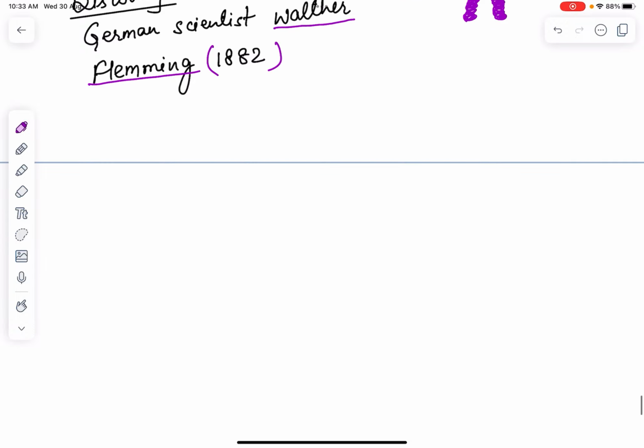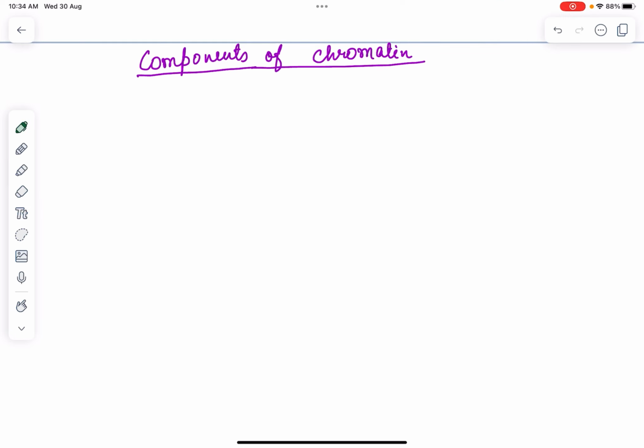Next we will see the components of chromatin. It is made up of two substances, that is DNA and histone protein.